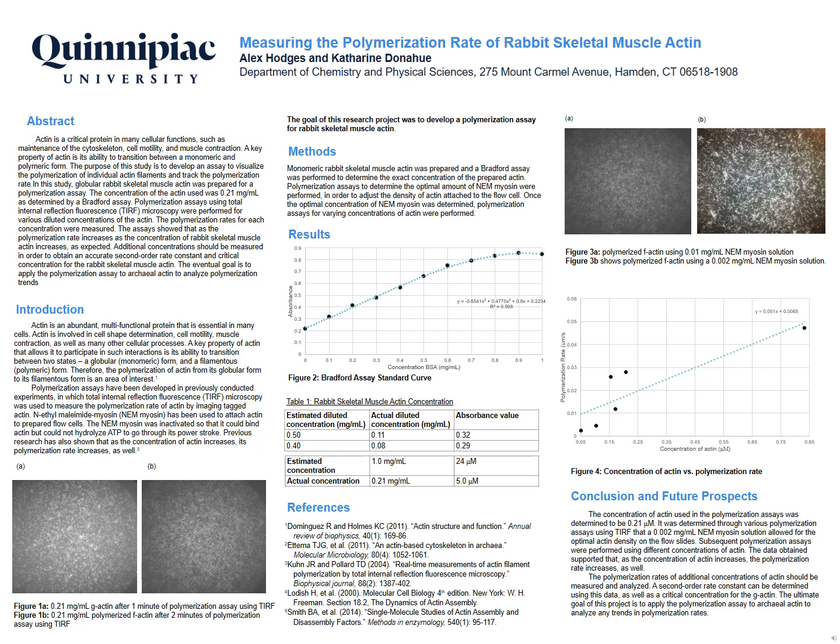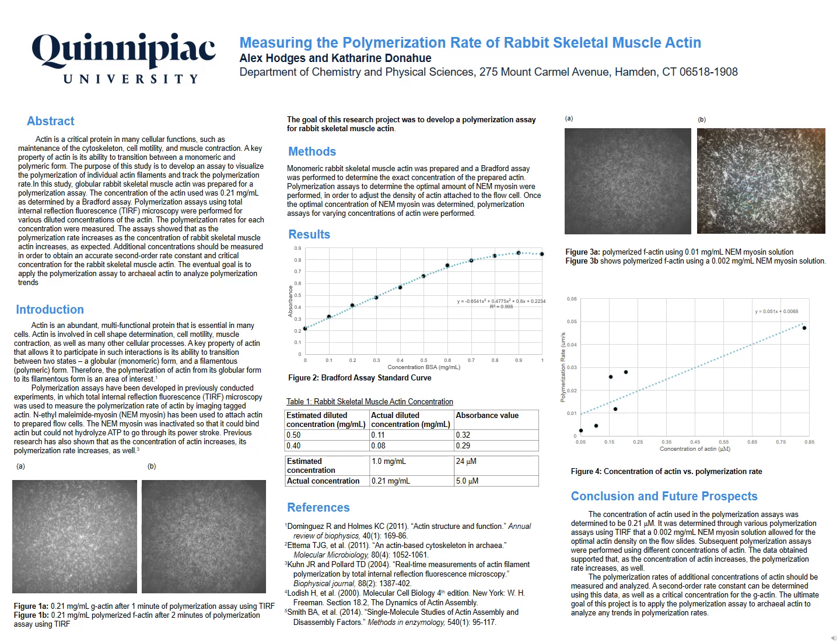Figure 3 shows the polymerized actin using different concentrations of NEM myosin. Figure 3a shows the polymerized F-actin using a 0.01 milligram per milliliter NEM myosin solution. The actin here is still pretty dense and would be pretty hard to analyze, so further dilutions of the NEM myosin were made, and it was ultimately decided that a 50x dilution, which is a 0.002 milligram per milliliter solution of NEM myosin, allowed for the optimal actin density for analysis. And this 0.002 solution is shown in Figure 3b.